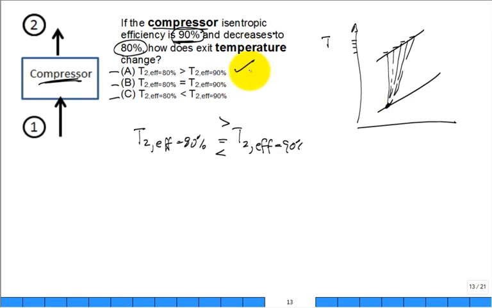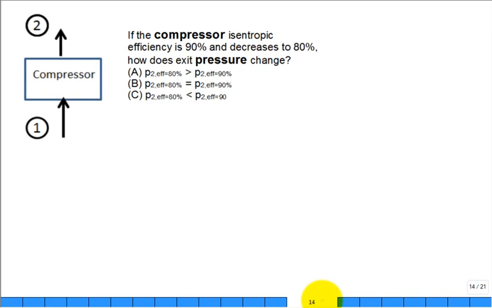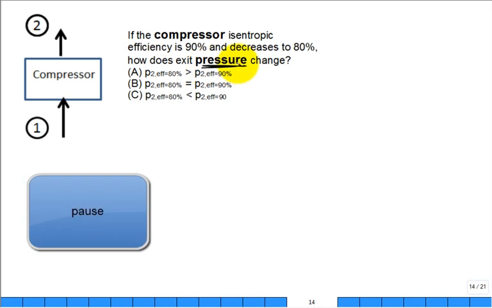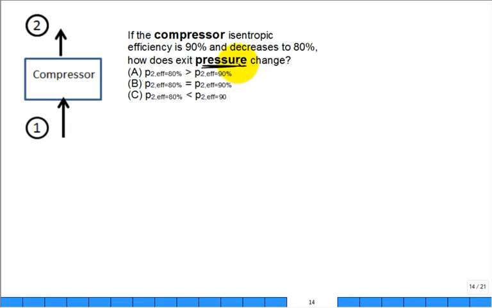All right, I need to allow you to think through these, but here's another question. Don't call it out. Just write it down. Answer A, B, or C. What about the pressure change? Don't call it out. I only have 6 minutes, don't I?